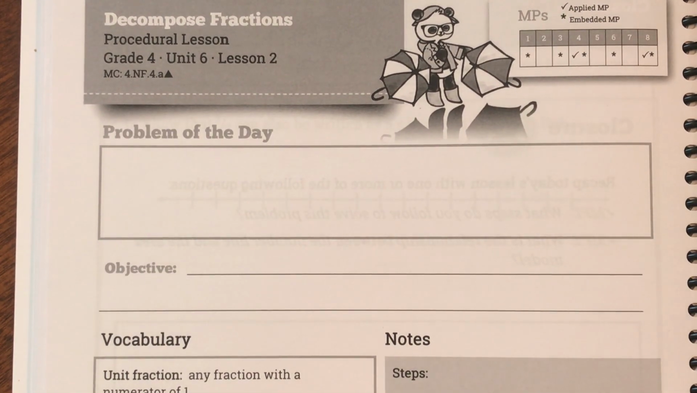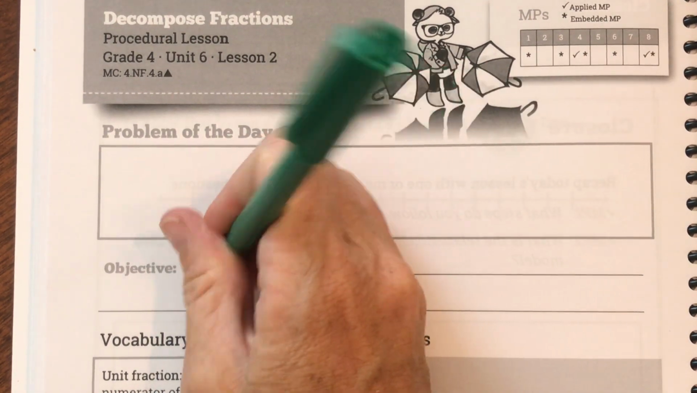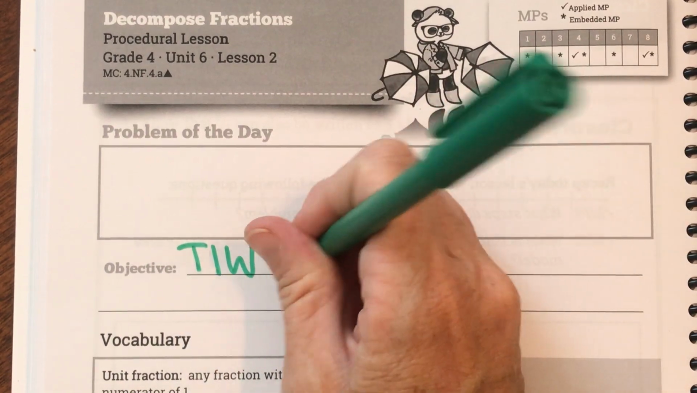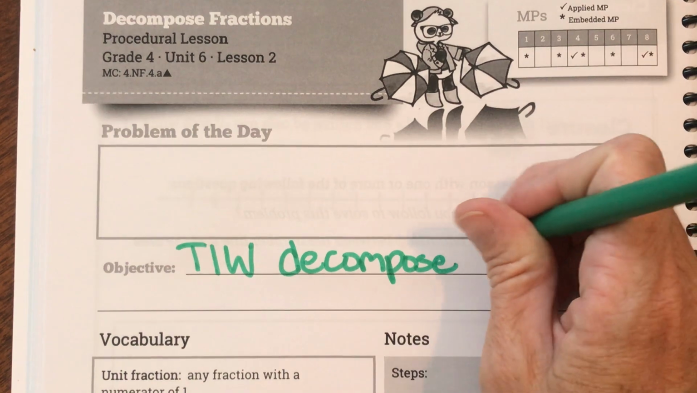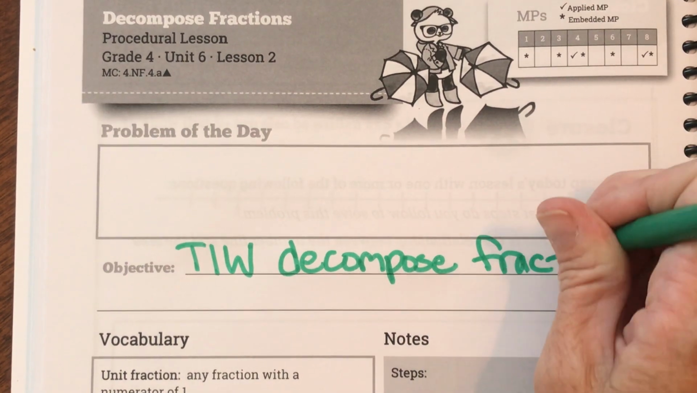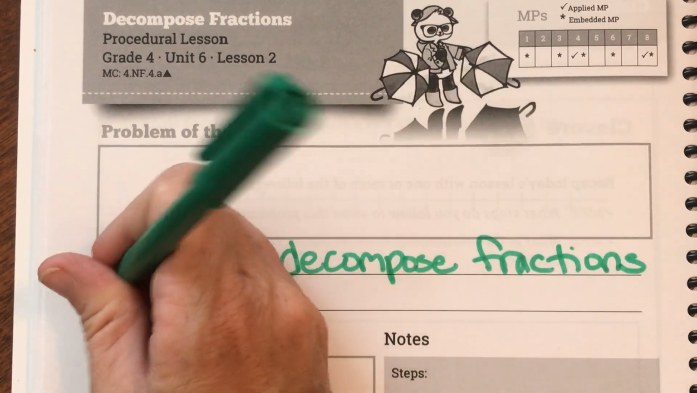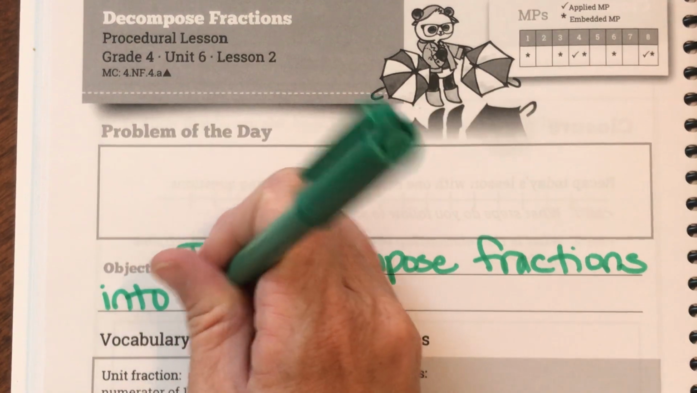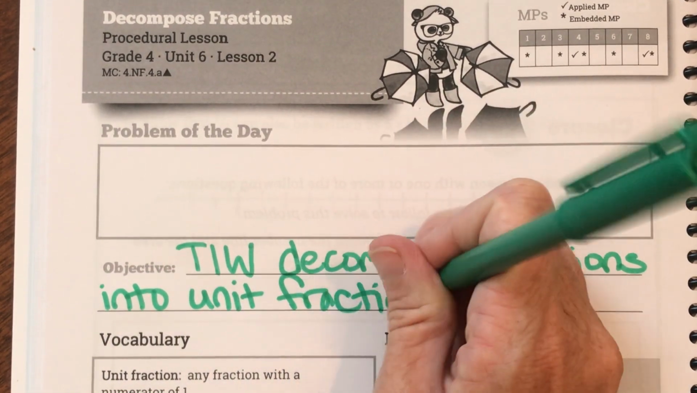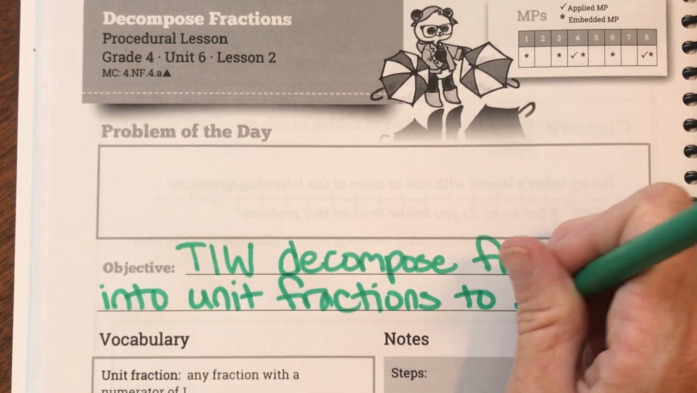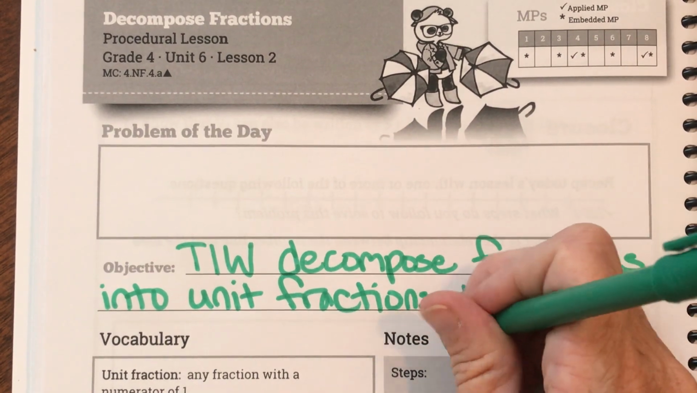We are on page 181 today, and our objective for the day is: today I will decompose fractions into unit fractions to show multiplication.